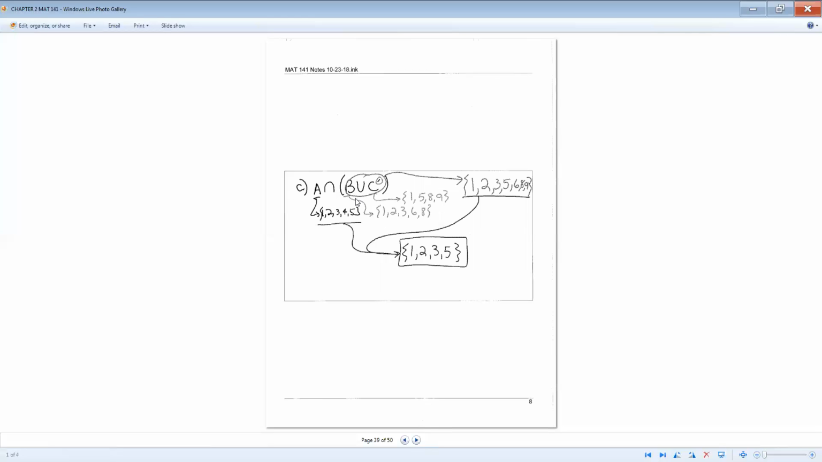All right. And so this next one, we have A, and then we want to know the intersection of what does A have in common with B union the complement of C. So the first thing that you could find or would find is the complement of C, which is 1, 5, 8, 9. Then you union that with B, which is 1, 2, 3, 5, 6, 8, 9. Then you look and say, okay, what does A have in common with 1, 2, 3, 5, 6, 8, 9? And it'd be 1, 2, 3, 5.